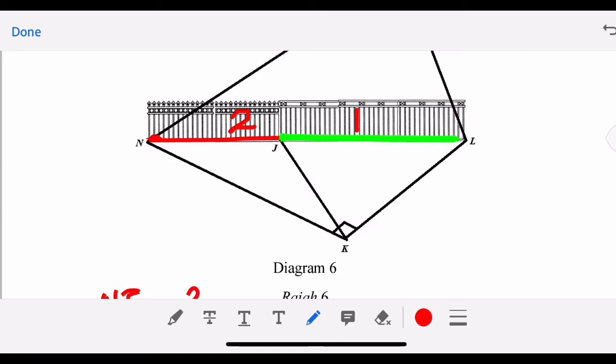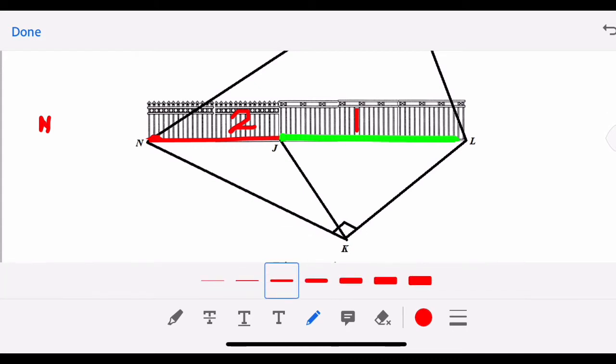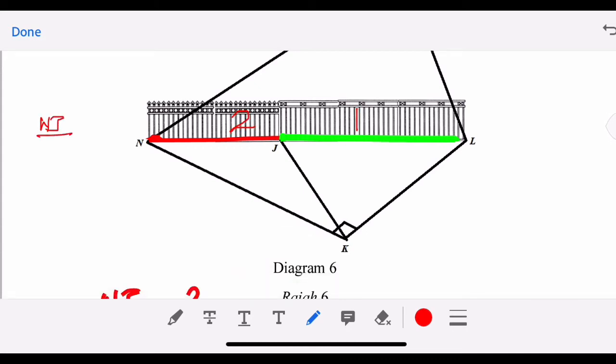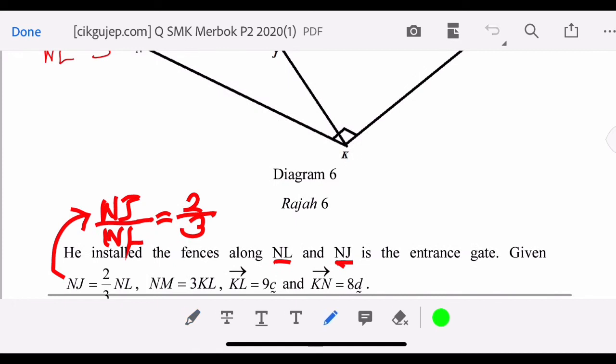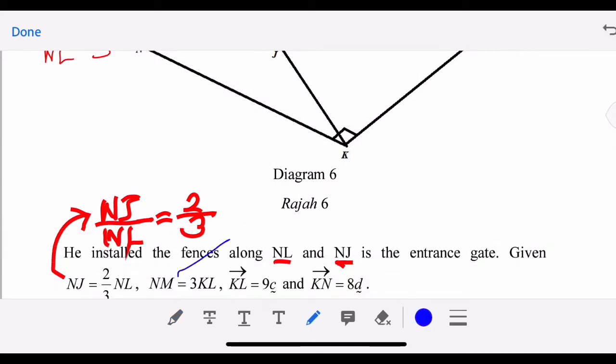It seems like it is not following the scale, but you don't have to worry because the diagram given does not follow the scale. So how to label is you write NJ over NL is 2/3. Then you can check: 2 plus 1 is 3, right? We need to be very careful with the ratio, because if the ratio is wrong, everything will be affected. So vector is easy, but it needs you to be very careful.